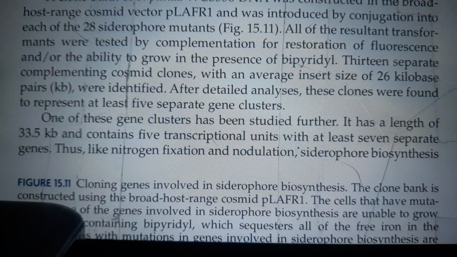A clone bank of P. putida WCS358 DNA was constructed in the broad host range vector pLAFR1 and was introduced by conjugation into each of the siderophore mutants. All of the resultant transformants were tested by complementation for restoration of fluorescence and/or the ability to grow in the presence of bipyridine. 13 separately complementing cosmid clones with an average insert size of 26 kilobase pairs (kb) were identified. After detailed analysis, these clones were found to represent at least 5 separate gene clusters.